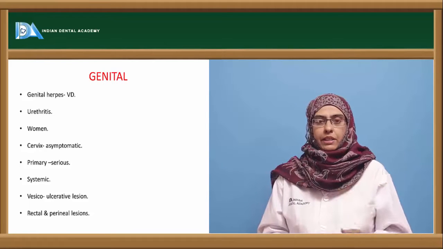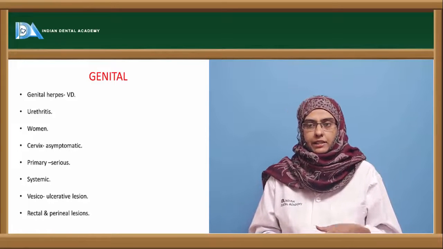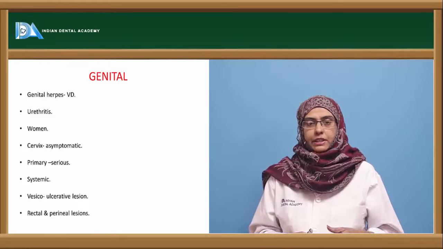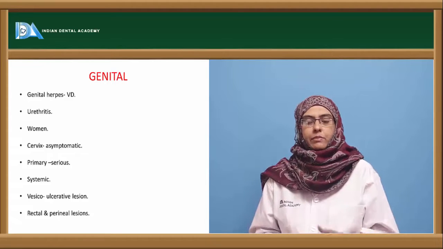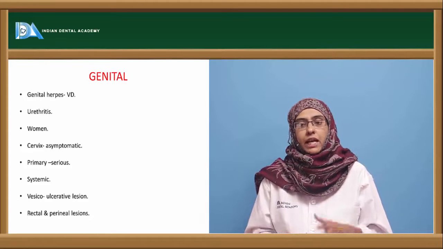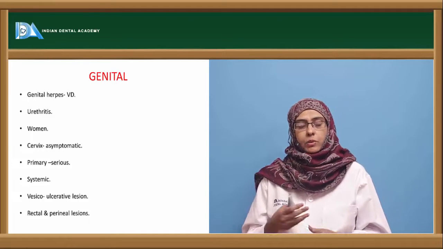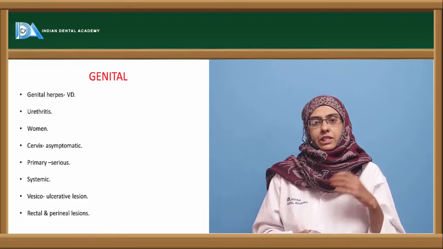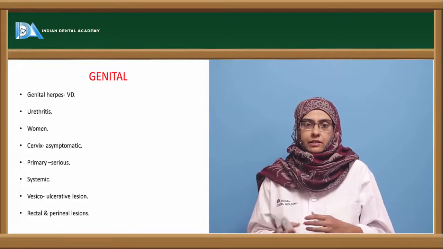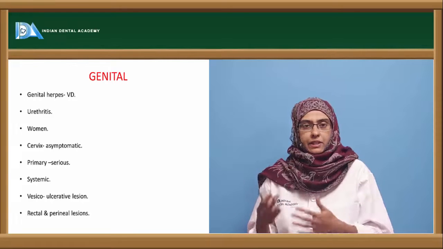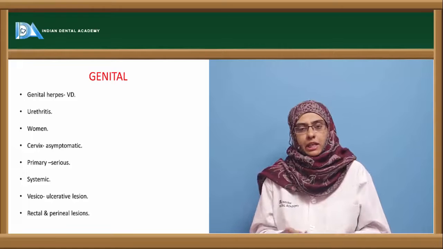And the primary infection is very serious, involving systemic infection, and it also has the ability to cause vesiculo-ulcerative lesions, and apart from that it also has the ability to cause rectal and perineal lesions in case of homosexuals. There are possibilities that cervix infection with herpes will lead to carcinoma, but there is no evidence to prove that there is an association between the organism and the carcinoma.